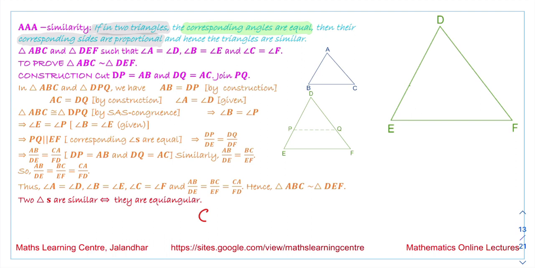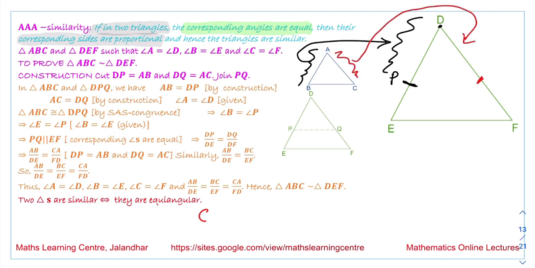So to prove this, we have two triangles, one is ABC and second is DEF. Now we have done some construction over here. On this triangle DEF, from this point D, we have marked an arc P, and the lengths AB and DP are equal. Similarly from D we have marked an arc whose length is equal to AC, and we are saying this point is Q. We have joined these two points P and Q.